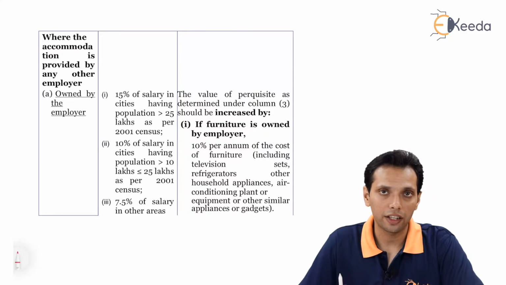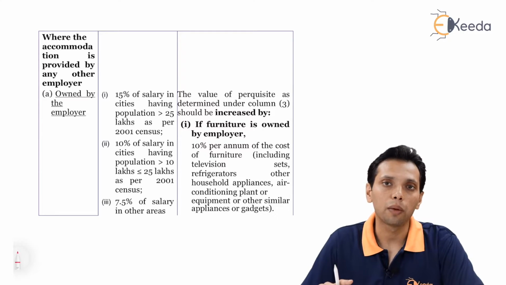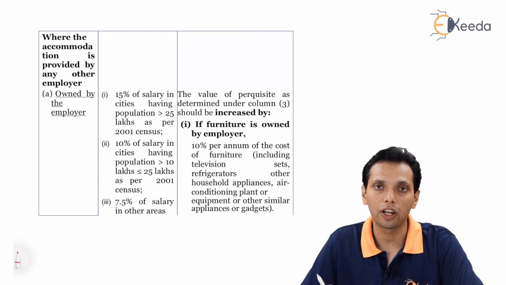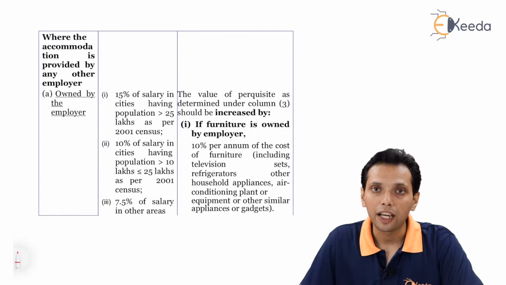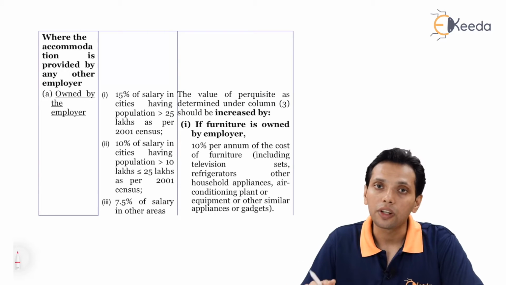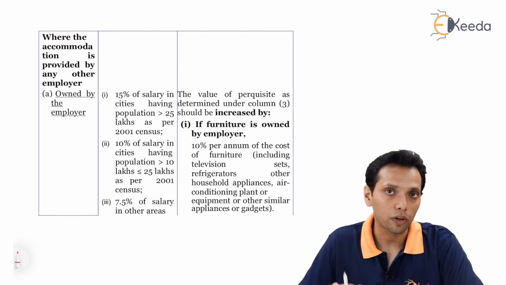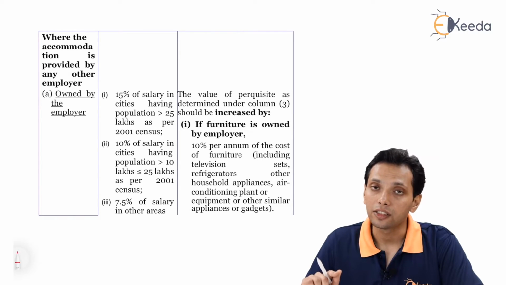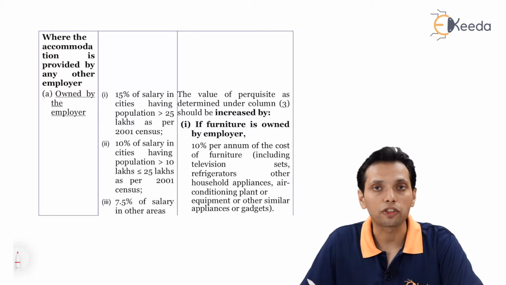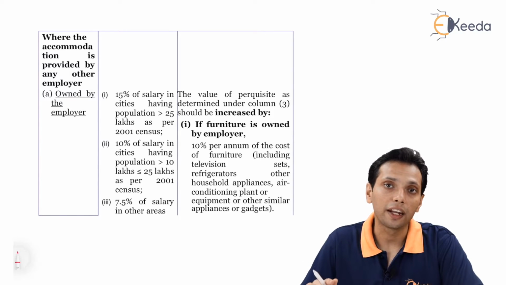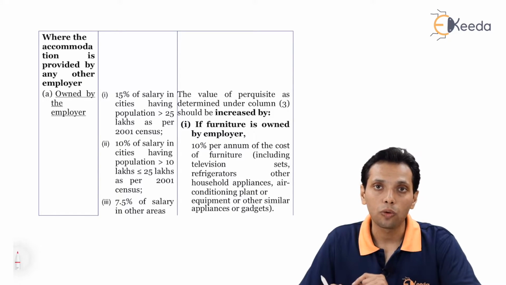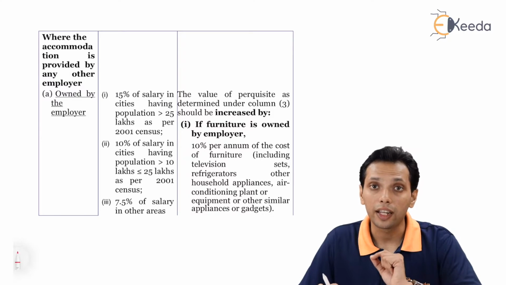So the second category is private employer. Accommodation is owned by the employer. 15%, 10%, 7.5% would be the perquisite value. For the furnished accommodation, 10% of the cost of the assets would be added to the perquisite value in case it is owned by the employer. If the assets are not owned, they are hired by the employer, the actual hire charges will be added to the unfurnished accommodation perquisite value. So category 2 subcategory 1 is done.